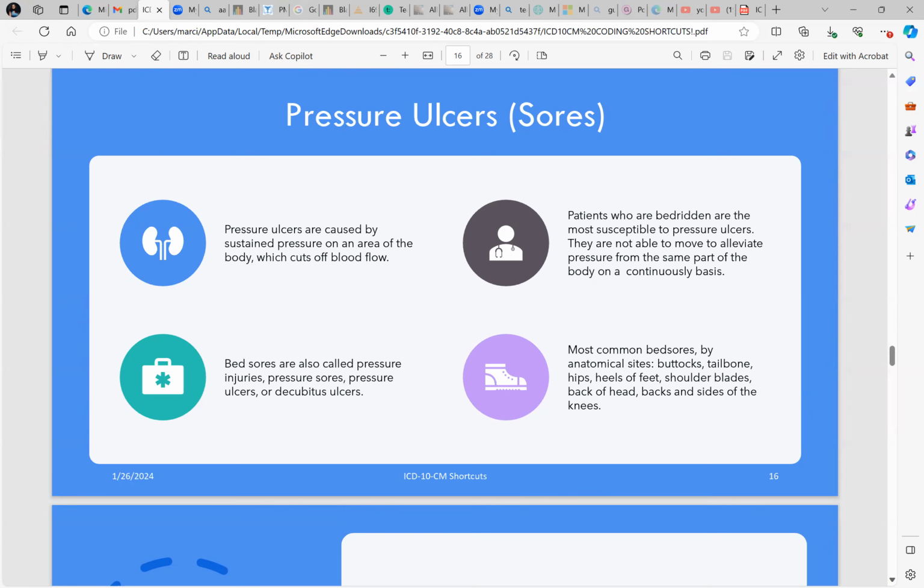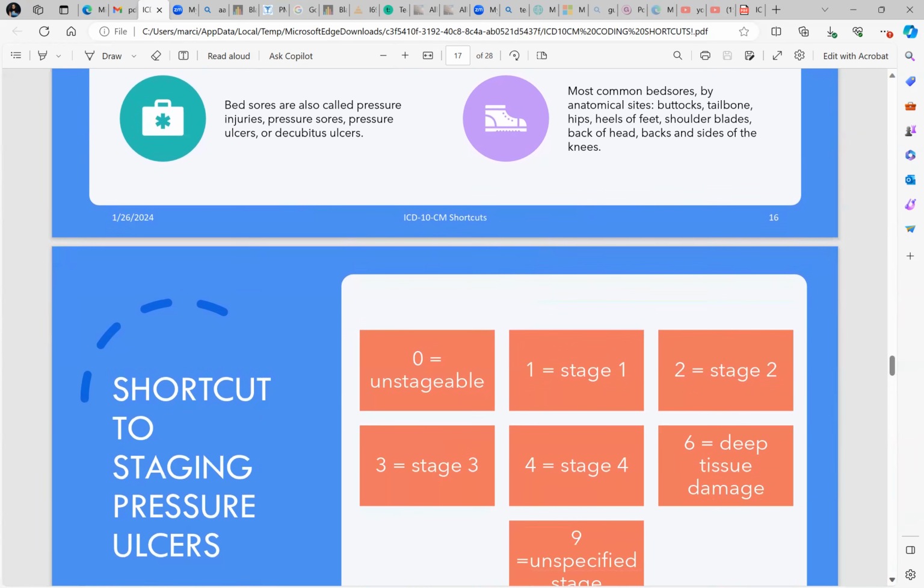Most common bed sores by anatomical sites. They usually get it on the buttocks, the tailbone, hips, heels of the feet, shoulder blades, back of the head, backs and sides of the knees. Again, if someone is constantly laying in the same spot, primarily a bedridden person, someone in a nursing facility, that's why they have to be turned every few hours to keep the pressure off their skin. Because when they're not being turned or moved, the pressure from what they're laying on can break their skin down and cause sores and wounds.